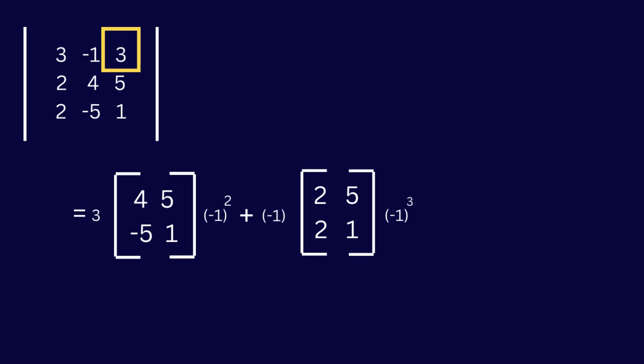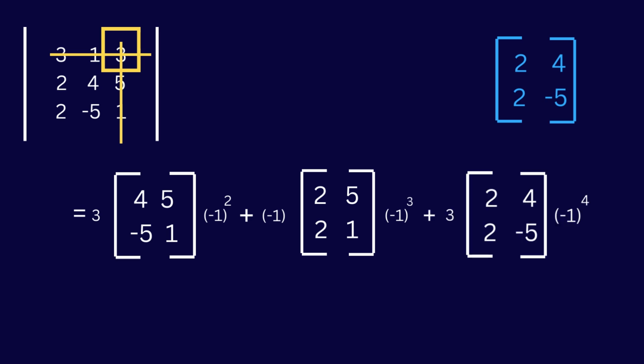Now again move on to the third number of the first row, that is 3. Again create horizontal and vertical lines like this, and the remaining numbers are 2, 4, 2 and negative 5. You can create a new 2 by 2 matrix using these 4 numbers, then multiply the new matrix by 3 and again by negative 1 to the 4th power. I will put these numbers like this: plus 3, then the new matrix, then negative 1 to the 4th power.